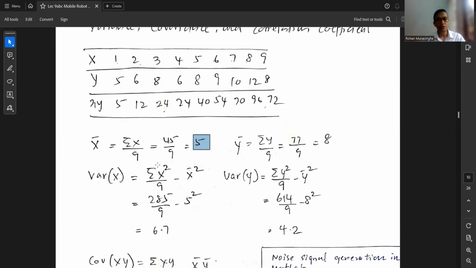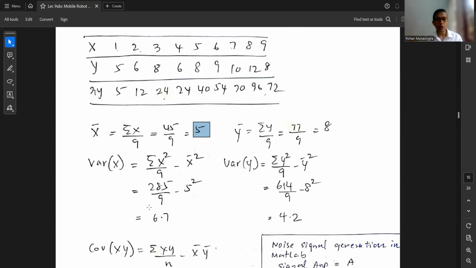Now, I ask you to do this. You get the square sum. You square each and every X and add them together, divide by number of measurements, right? Square sum and divide by number of measurements. So this is the mean sum of squares. And then deduct from it the square of the mean, X bar, right? You have earlier calculated X bar. So the answer is 6.7, right? So this is what is called the variance.